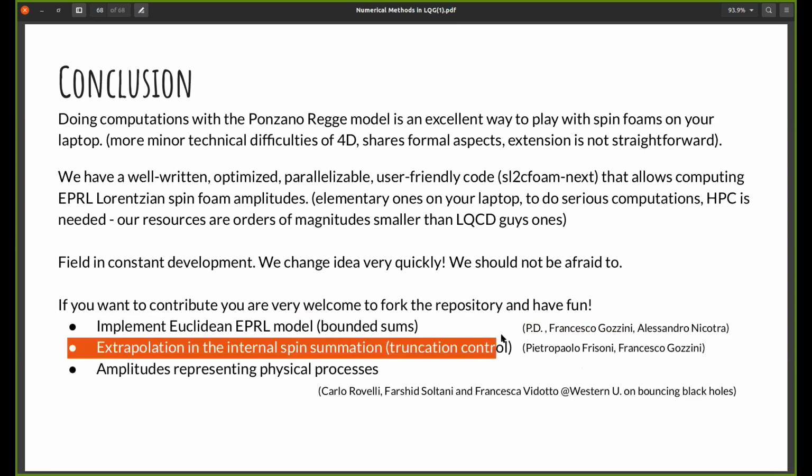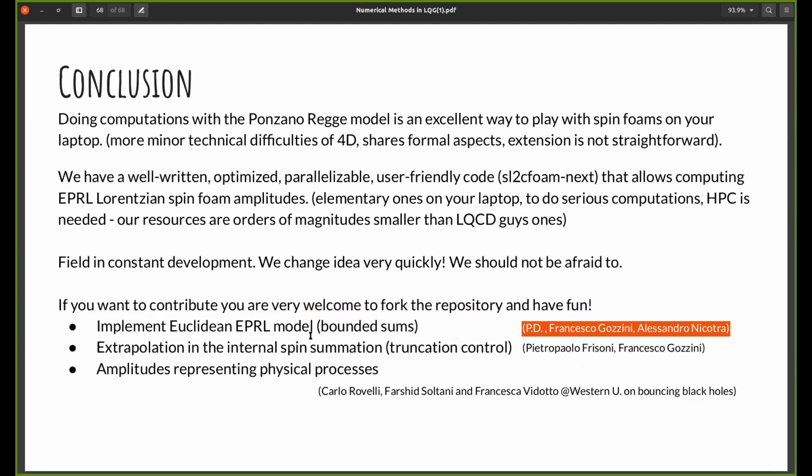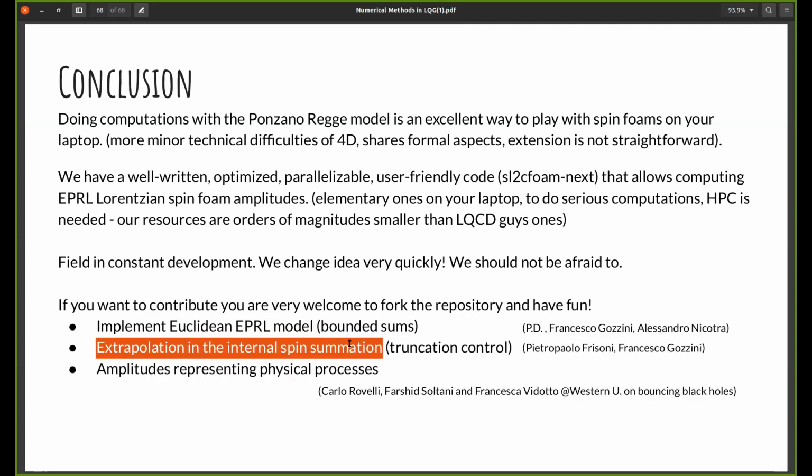And very recently, probably very soon, a paper is going to appear on how to formulate the Euclidean booster functions and the Euclidean EPRL model in terms of booster functions. And what's the relation with the Lorentzian one? We managed to find a Wick rotation, by the way. It's very interesting. If we are not able to push our truncation high enough, is there a way to do an extrapolation from the points we can compute to the limit of the cutoff on the shells going to infinity? We don't know. There are people working on it, especially Pietro Paolo Frisoni and Francesco Gozzini.